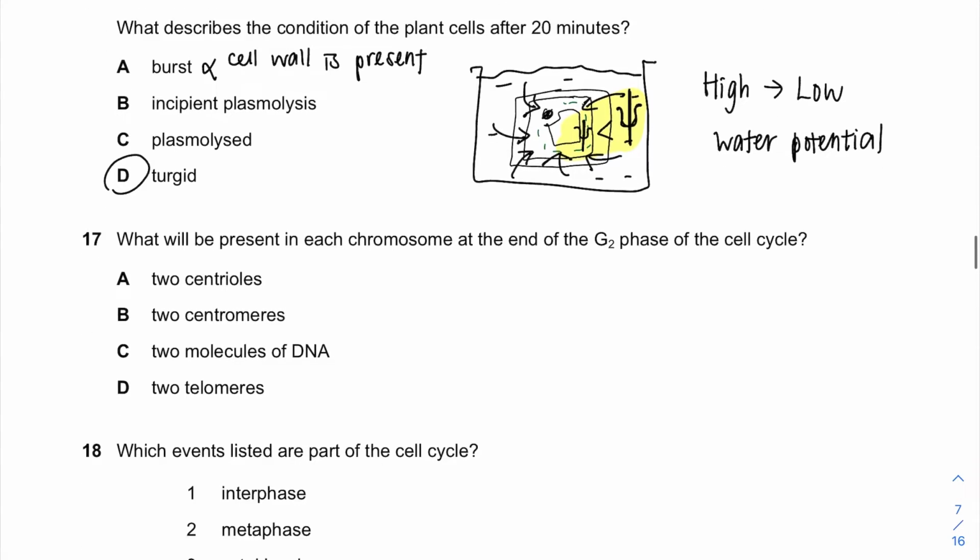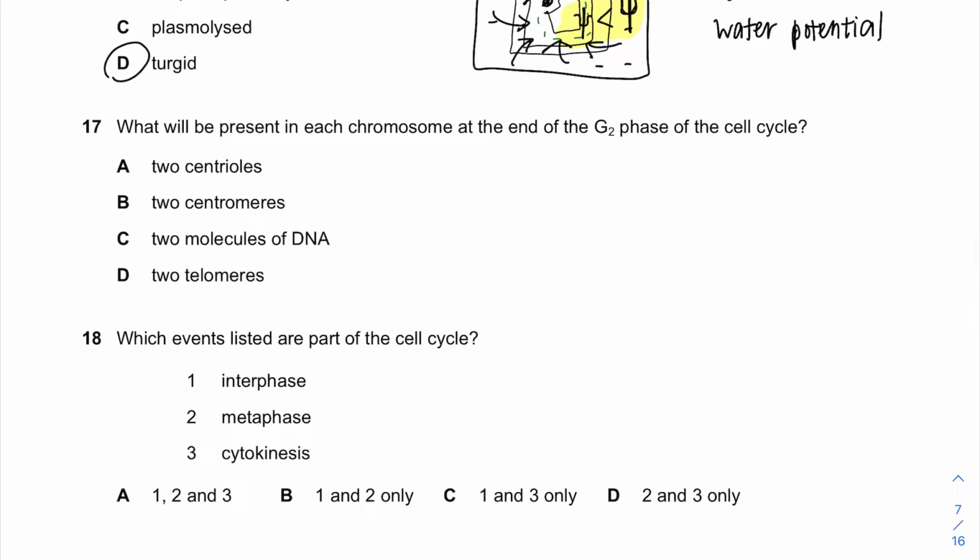Question 17. What will be present in each chromosome at the end of the G2 phase of the cell cycle? So in interphase we have G1 and G2. So G1, each chromosome only has one copy. As DNA replication occurs, for each chromosome you would have a sister chromatid. So by the end of G2 phase, they are still a chromosome with 2 sister chromatids. That means they have 2 molecules of DNA.